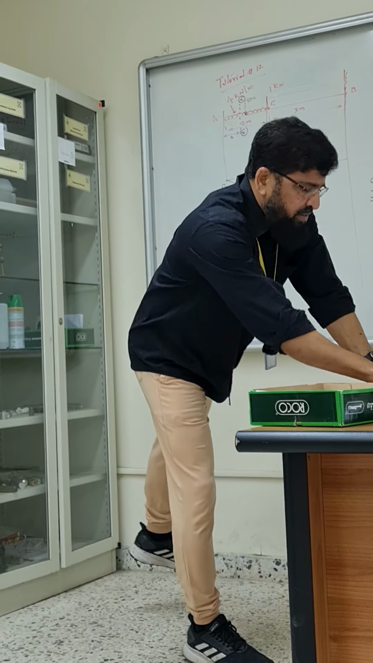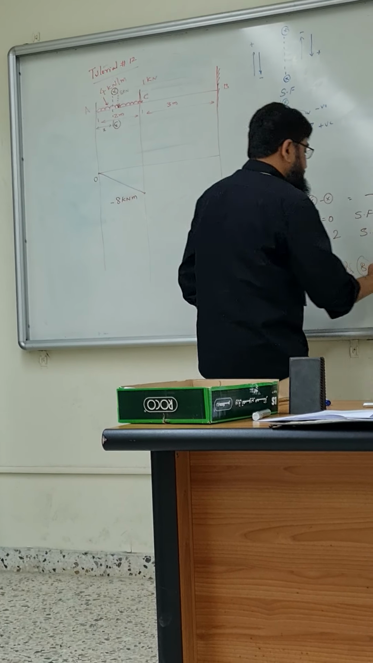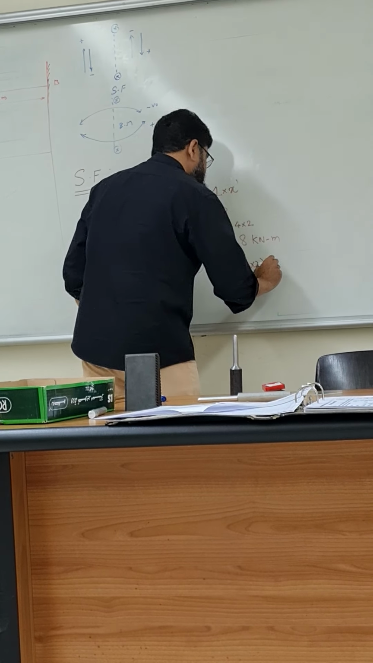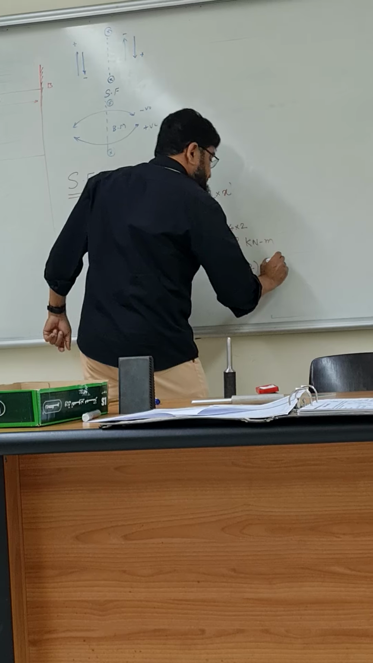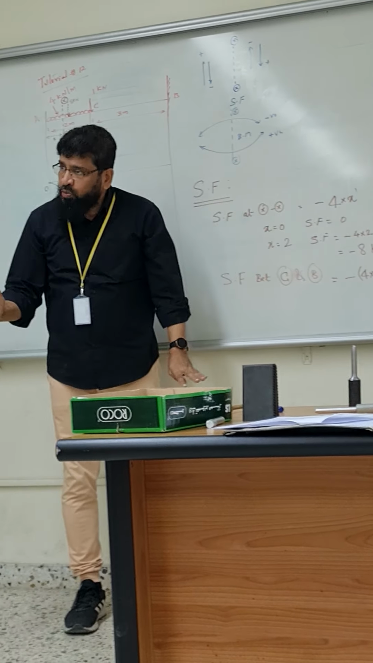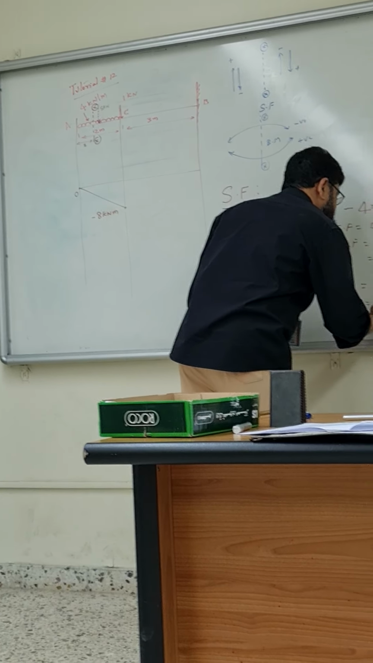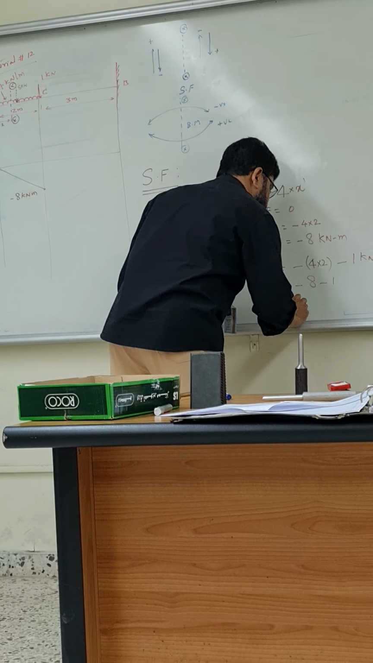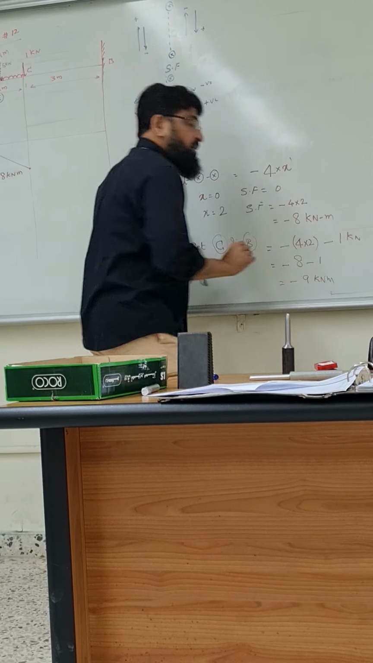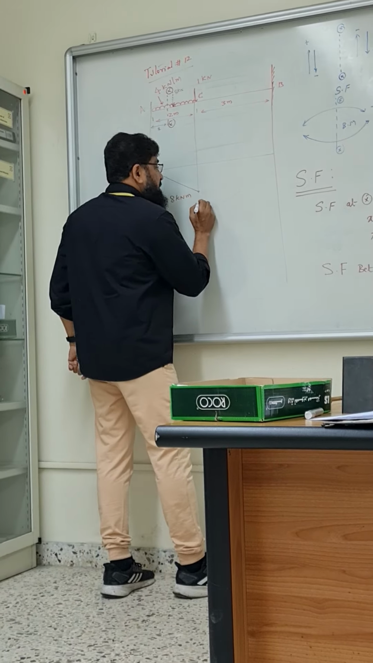So now what I will do, I will simply say between A and B is how much? Minus 4 multiplied by 2 minus 1 now, is it not? This minus sign because both of them are acting downward. Okay, sure. This becomes how much? Minus 8 minus 1, that is minus 9 kilonewton meter. You agree with me? Between C and D is how much?